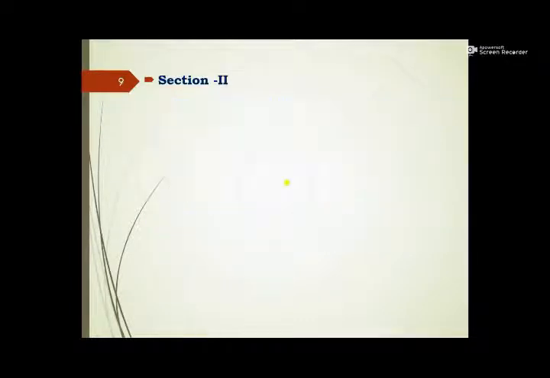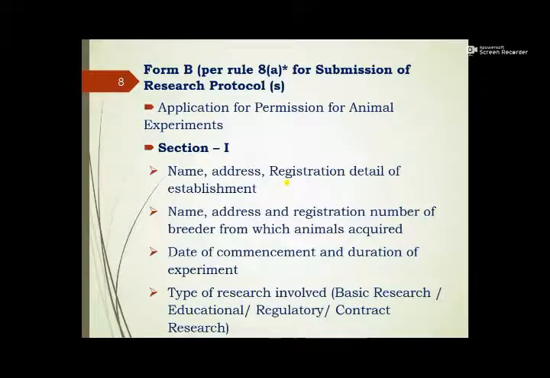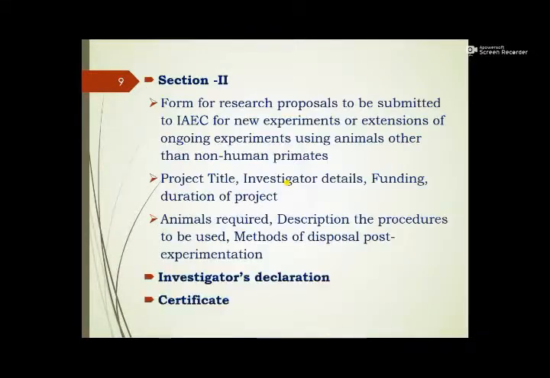Then the investigator declaration and the certificate portion of Form B is there. The certificate is to be signed by the CPCSA nominee as well as the chairman.